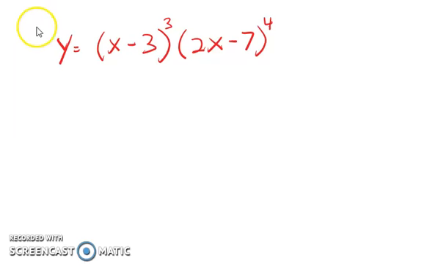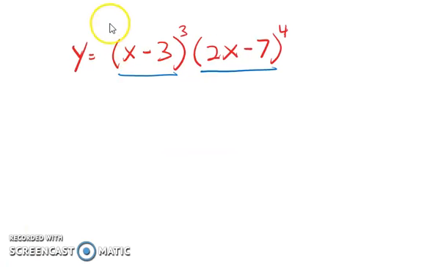Let's say we have to differentiate this type of equation, where here we have to expand 3 times, and here we have to expand 4 times, and it will take a long time for us to keep on expanding. So we will use a formula for this type of equation. I will explain the formula first before we go back to this question.